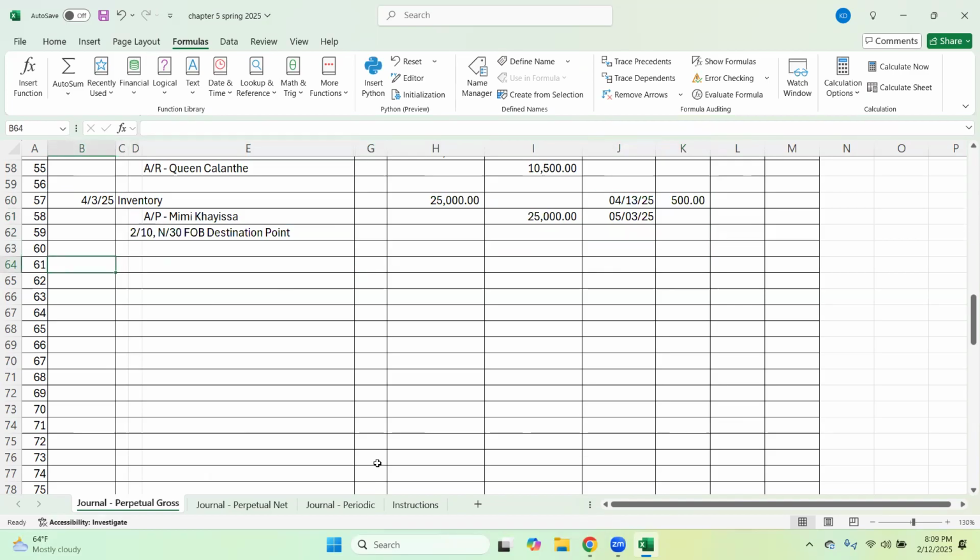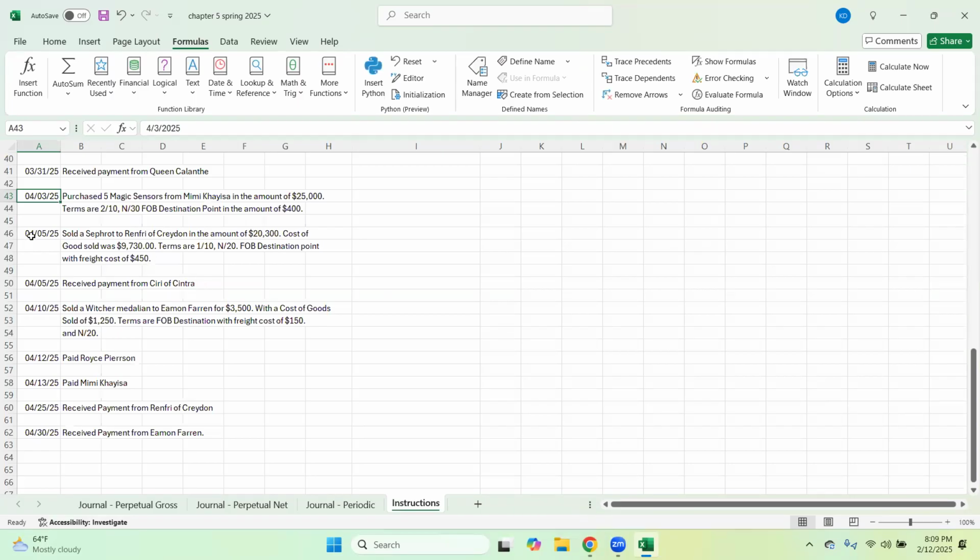Now, I really did have to track all of this. I was going in and cross-referencing all of these in order to make sure I got everybody taken care of. You will have to do that as well.